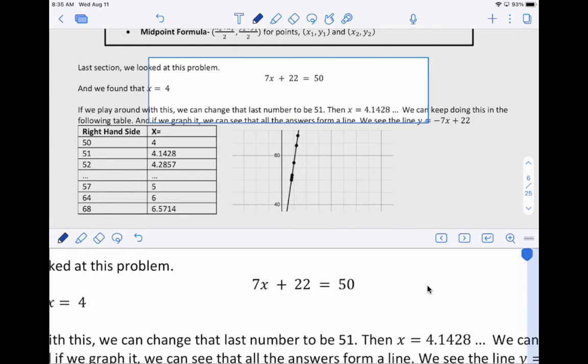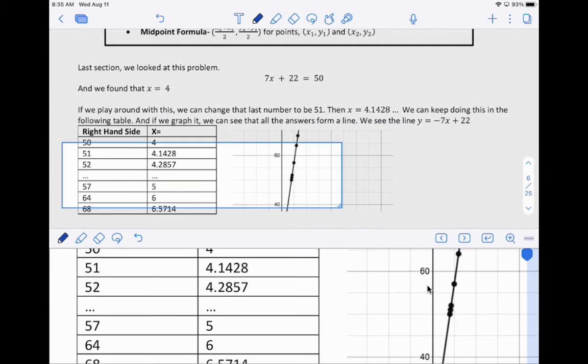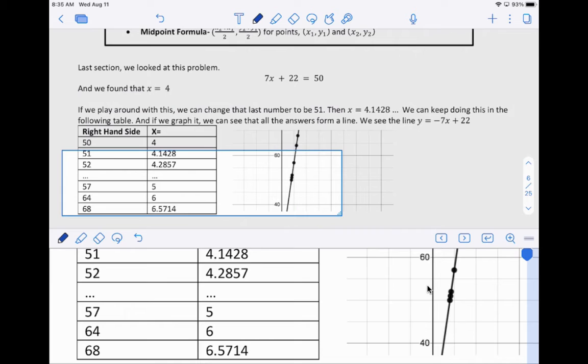But if I start playing around with 50 and I change 50 to 51, the answer changes. We get 4.128 dot dot dot. And then if I keep changing the last number, I can get new x's each time. And what I'll see is that the x's follow a pattern, right? Since the same calculations for solving are done each time, always going to subtract 22, always going to divide by 7, what I'm going to see is the x changes very similar to the right-hand side changing.